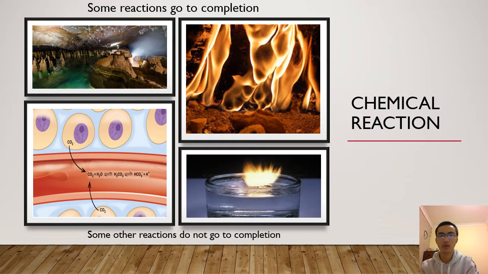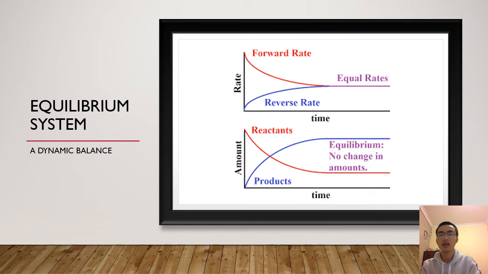As you know, chemical reactions happen everywhere. Some reactions go to completion, such as burning or sodium reacting with water, but other reactions do not go to completion, such as the formation of limestone or the bicarbonate buffer system in your blood. The thing is that when the forward reaction proceeds and the products are formed, the reverse reaction proceeds as well until the equilibrium state is achieved.